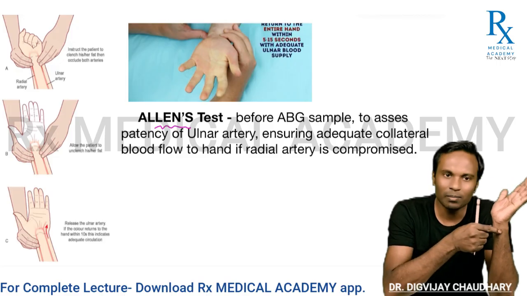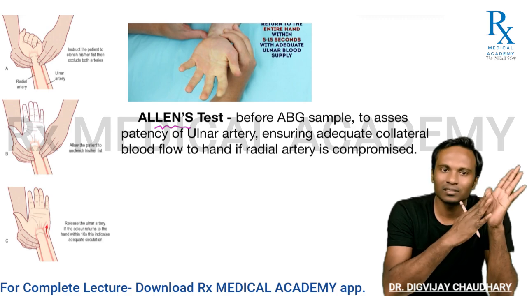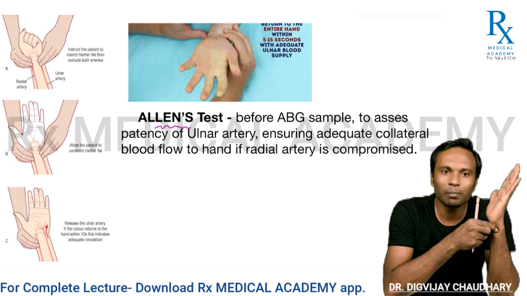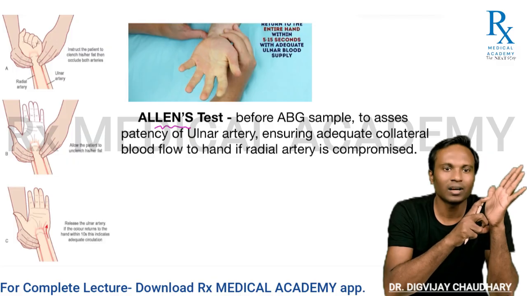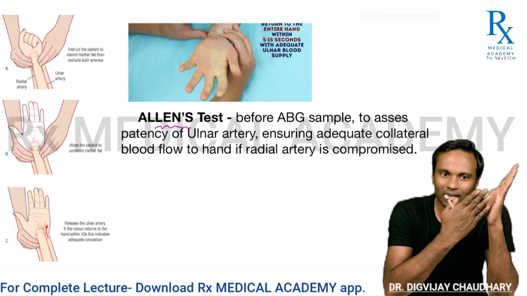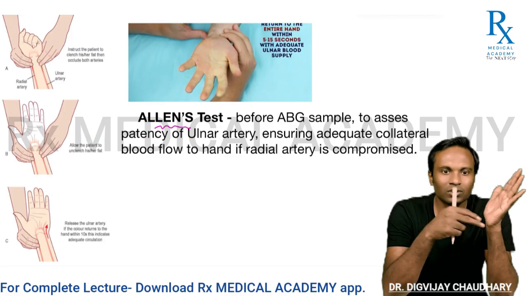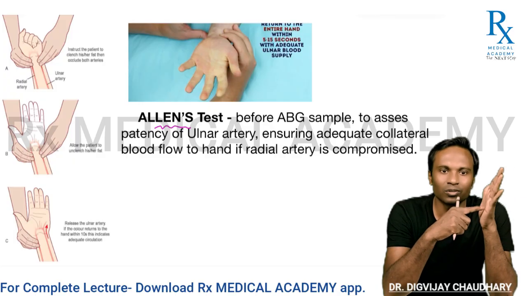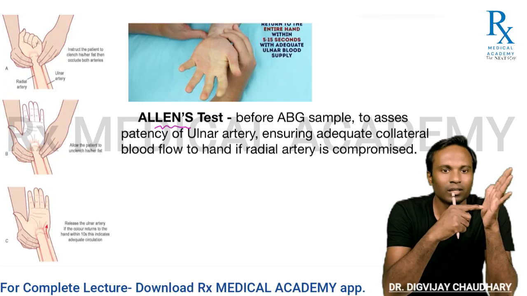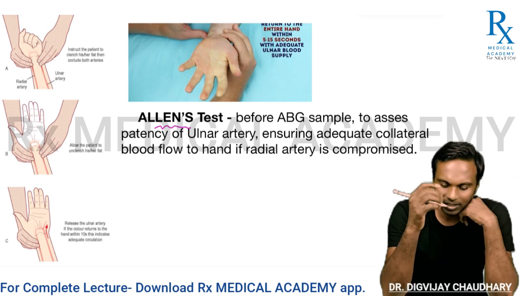In Allen's test, you simultaneously block both radial and ulnar arteries. It will result in decreased blood supply of the palm and the palm will turn pale. But then you release the ulnar artery. On releasing the ulnar artery, if it is patent and if the arches are working, then the ulnar part as well as the radial part will again reperfuse, so this will again become reddish. Otherwise, it will stay pale. So it checks the patency of the ulnar artery and its tributaries, which will form collaterals towards the radial arch as well. Let me explain this.